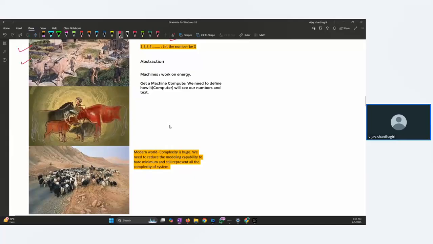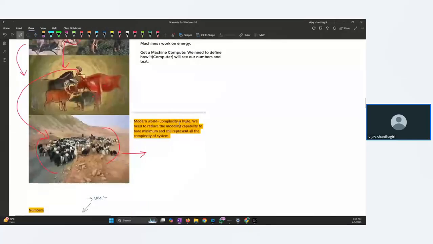Anyways, moving on. When life becomes a little like this, where this particular person now gets the confidence, then he can handle more. And when this person gets the confidence, then he can handle a lot of stuff. That is when a more complicated system is required. So every time you see mathematical systems with more symbols, more complex equations, don't be bogged down by it, because it is there to make your complex system much simpler, right? So modern world complexity is huge. We need to reduce the modeling capability to a bare minimum and still represent all the complexity of the system.